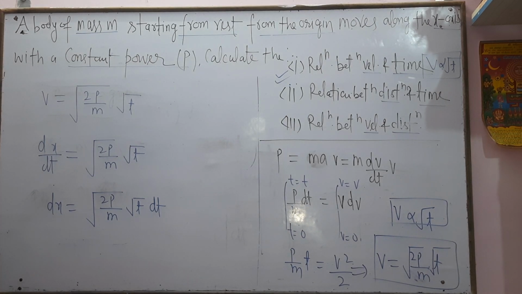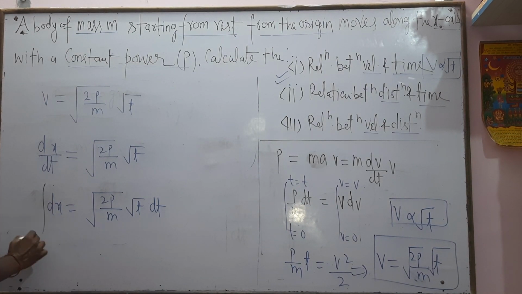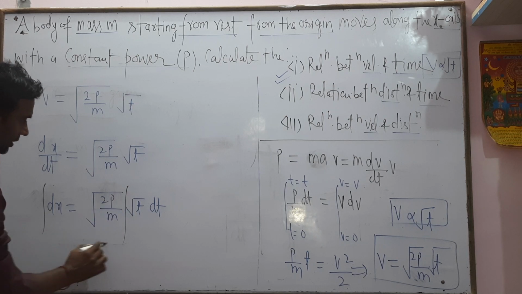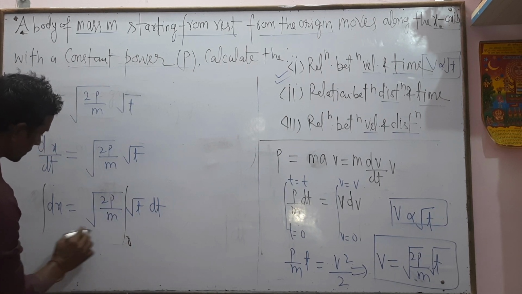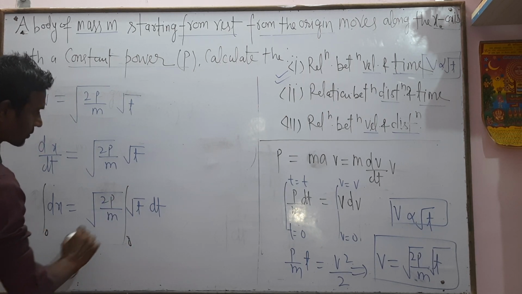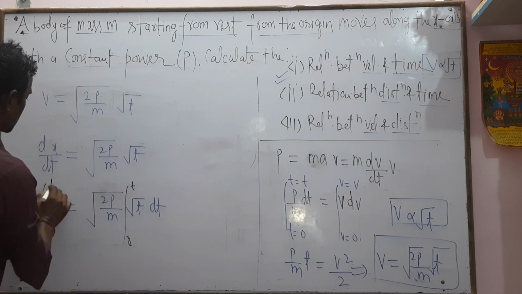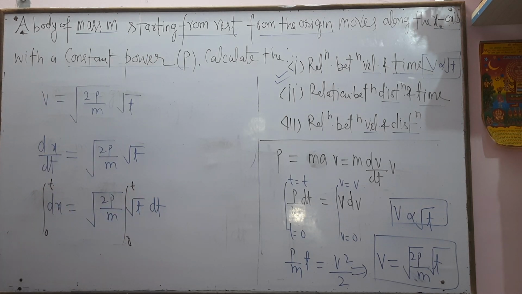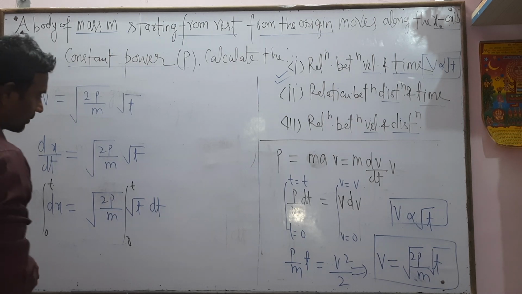So we can integrate both sides. Integrating both sides, this number is the constant. At time t equals 0, displacement x equals 0. At time t equals t, displacement equals x. So 2P by m into that number.